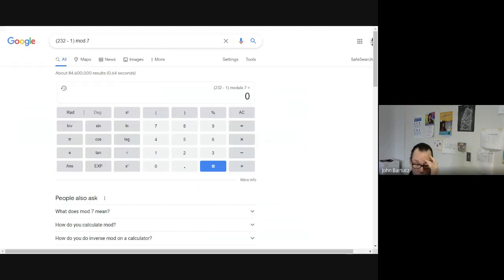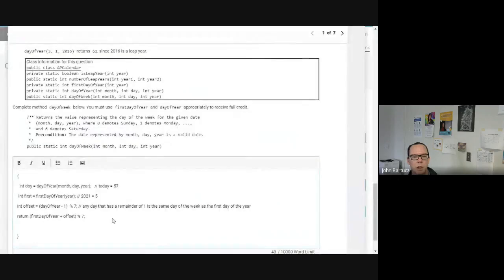Does that make sense, Zoe? Awesome. So then the other problem that we had, right, is the offset plus the first day of the year might be bigger than 7, right? And we're trying to return a number from 0 to 6 to represent the days of the week. So the first day of the year for 2021 is a 5 because it's Friday.